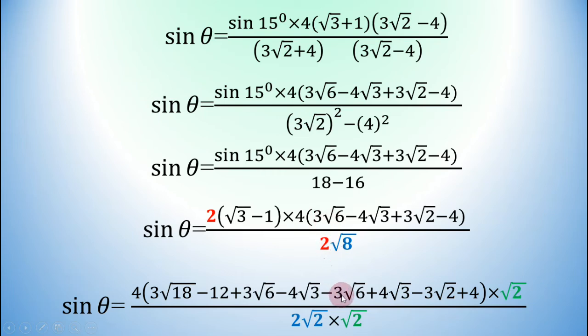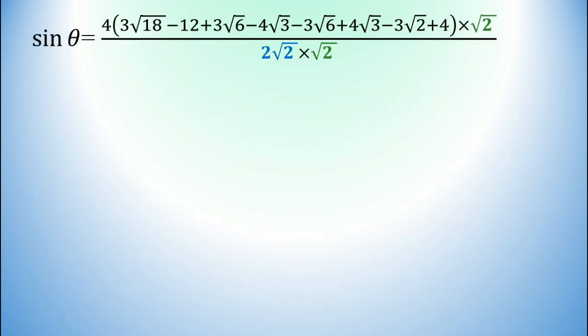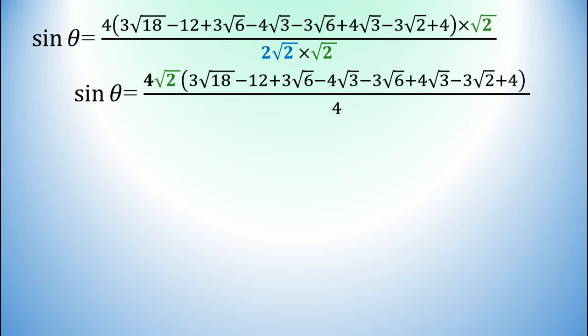Then you will get the same answers. Minus into minus is plus. Then 4 root 3, minus 1 into 3 root 2, that is minus 3 root 2. Finally, minus 1 into minus 4 is plus 4. Now, here the denominator root 2 into root 2 is 2, 2 into 2 is 4. Here is another 4, so you can simplify this 4 and this 4.